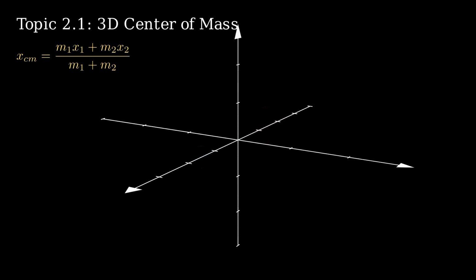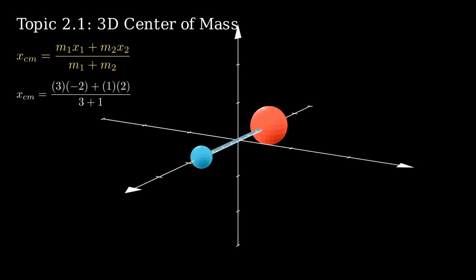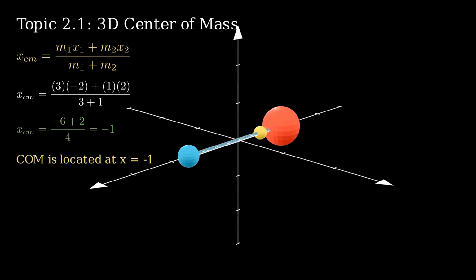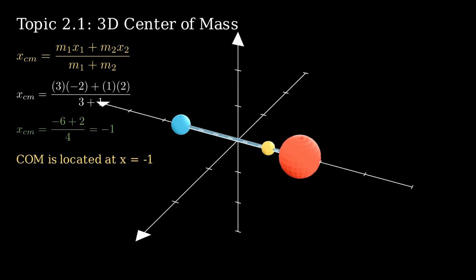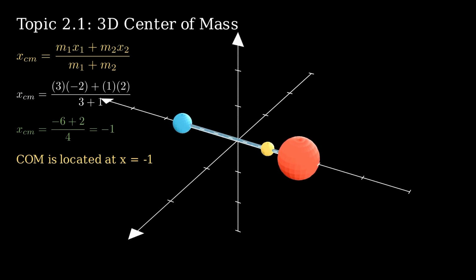Here we have a 3 kg red mass and a 1 kg blue mass. Plugging their values into our formula gives us their exact balance point. It's at x equals -1. Notice how the center of mass stays closer to the heavier object.